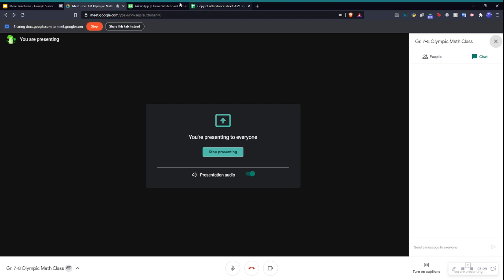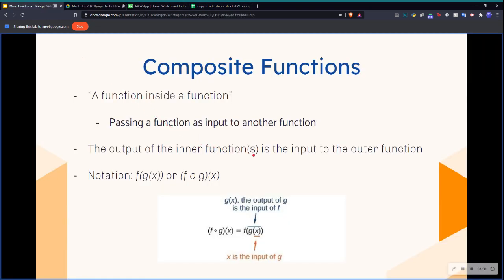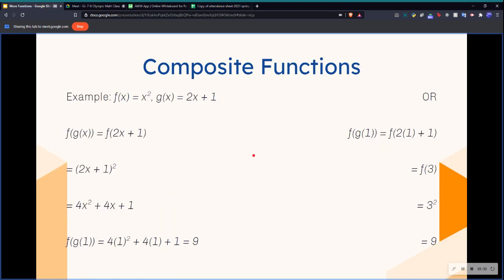Okay, if there are no questions, let me move on. Let's look at an example of composite functions in play. As an example, let's say we have f of x is equal to x squared, and we should also define a second function, g of x, because for composite functions we need more than one function. So we have g of x is equal to 2x plus 1.